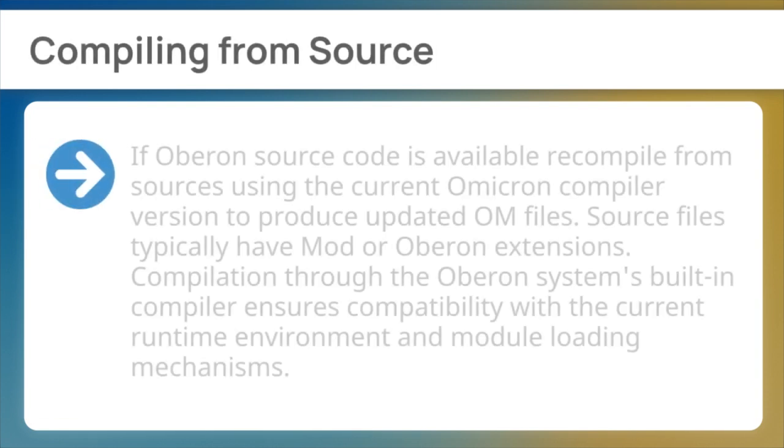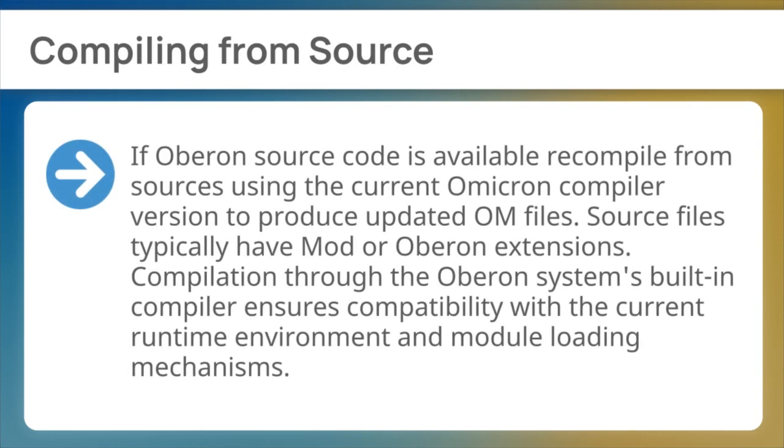Next, compiling from source. If Oberon source code is available, recompile from sources using the current Omicron compiler version to produce updated OM files. Source files typically have mod or Oberon extensions. Compilation through the Oberon system's built-in compiler ensures compatibility with the current runtime environment and module loading mechanisms.